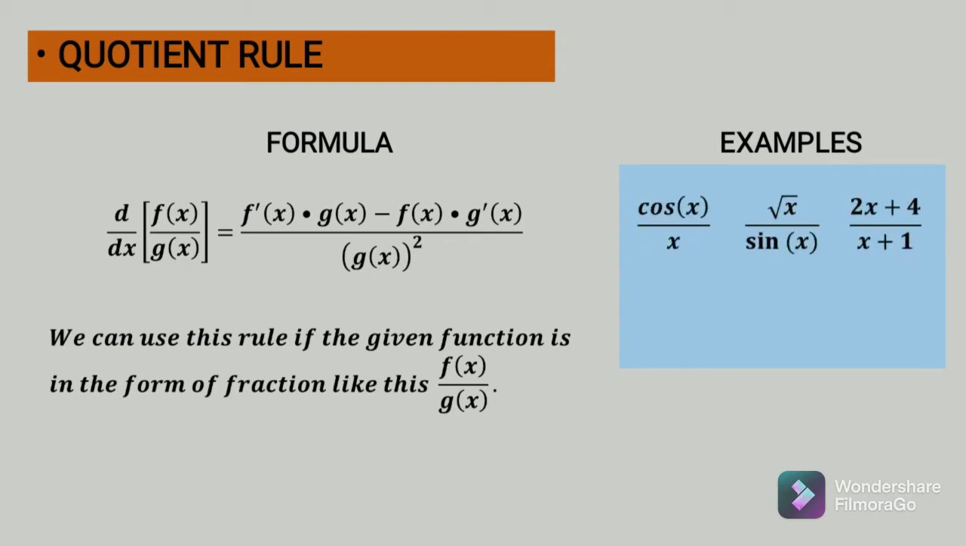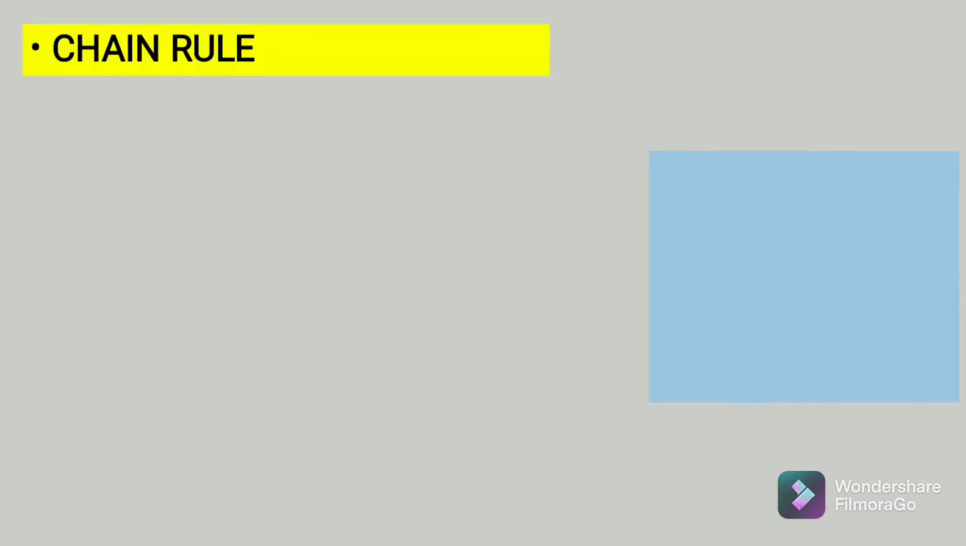Cos of x over x, square root of x over sine of x, 2x plus 4 over x plus 1, square root of x over cos of x, sine of x over x squared, 5 minus 3x over x squared plus 3x. Then now, chain rule.